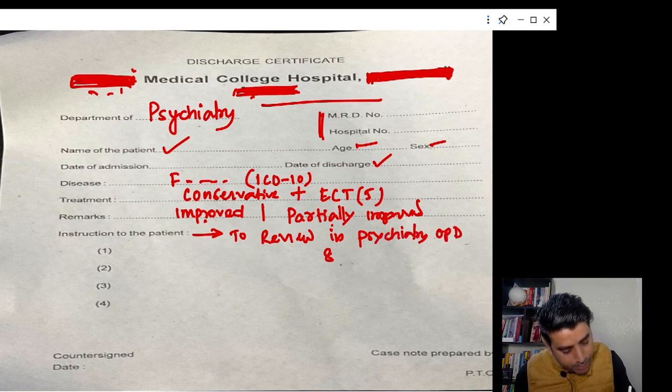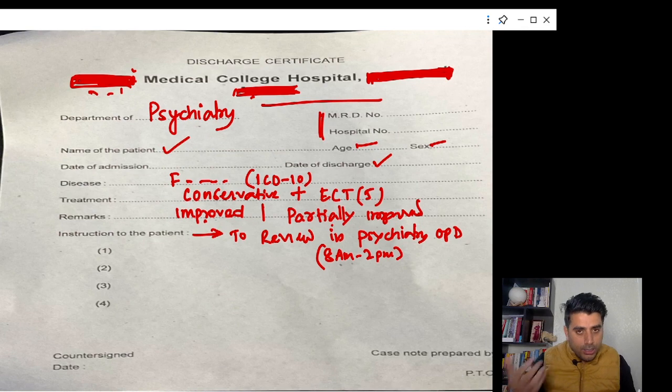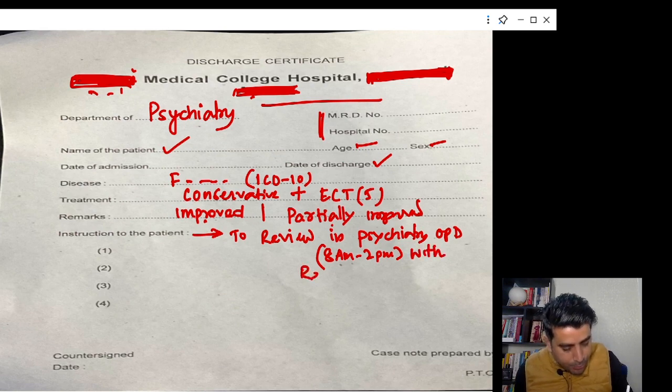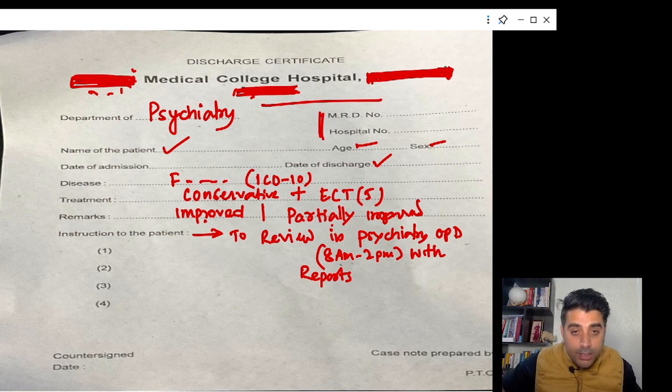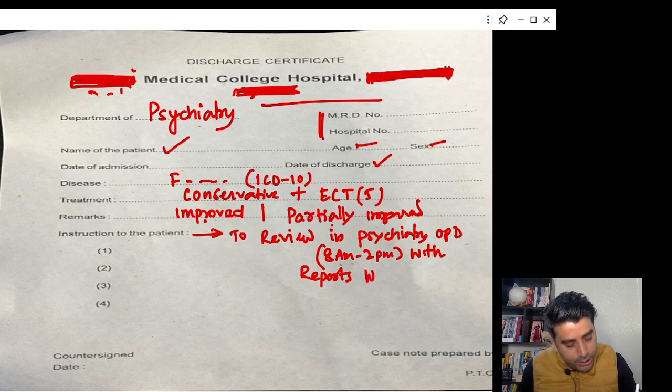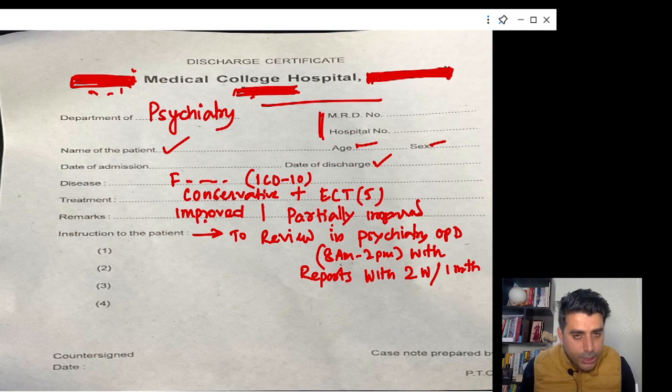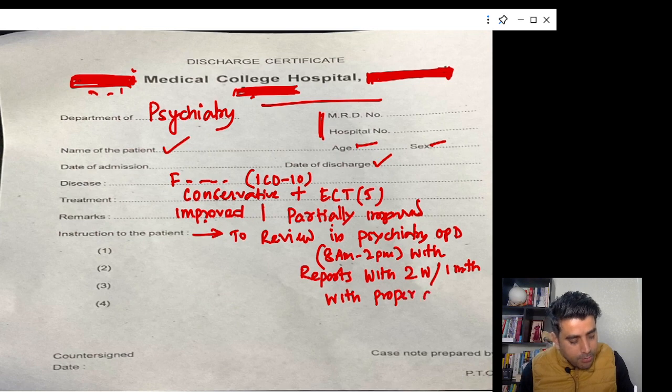Preferably you can mention 8 AM to 2 PM so that they can get better service, or the consultant can see them. So this is: review in psychiatry OPD 8 to 2 with reports, because you will advise some reports; if no reports are advised, you won't write it. And you will write within how many days, within 2 weeks or within 1 month, whatever the consultant has advised, you will mention. And also mention with proper attendant, because sometimes they come without a proper attendant.